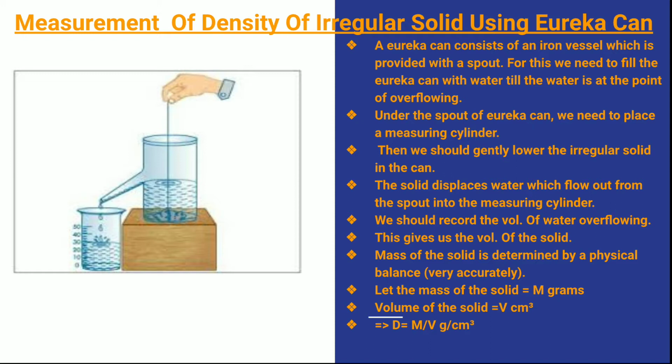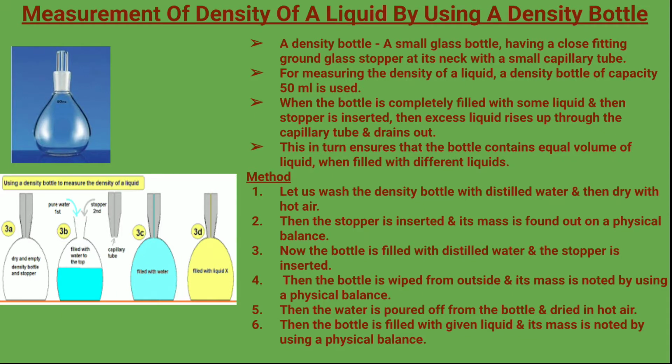So the solid displaces water which will flow out from the spout into the measuring cylinder, and we record the volume of the water which has overflown into the measuring cylinder. This gives the volume of the solid. The mass of the solid is determined very accurately by a physical balance or beam balance, say m grams, and the volume is V centimeter cube. So density will be m by V grams per centimeter cube.